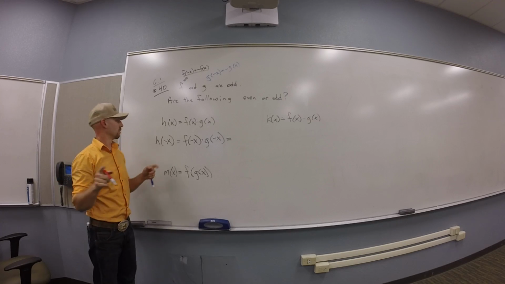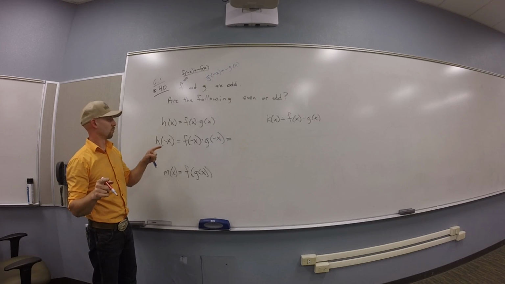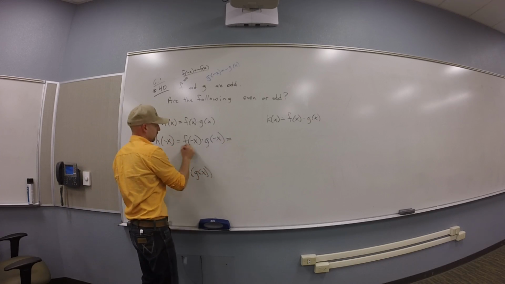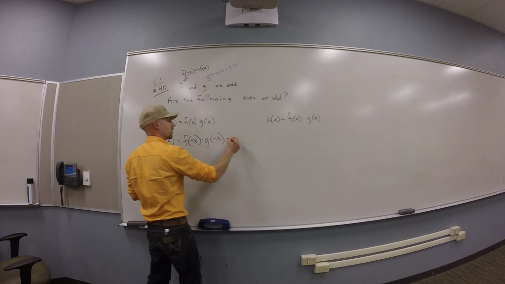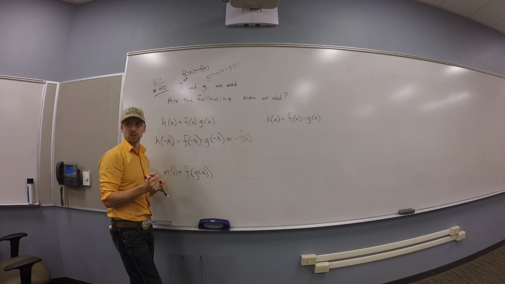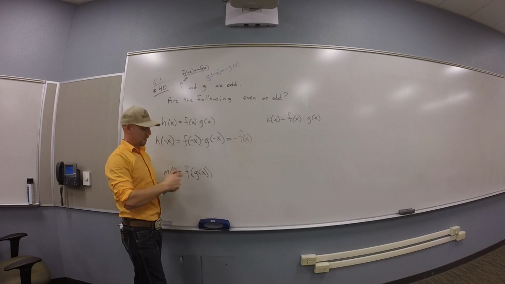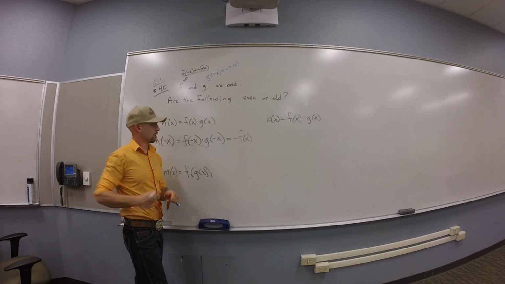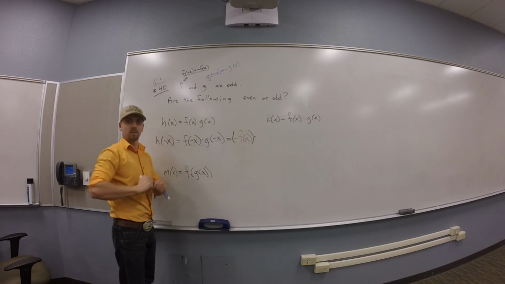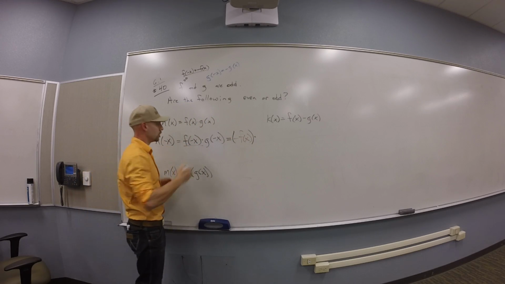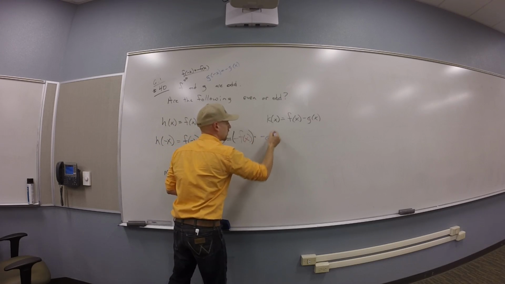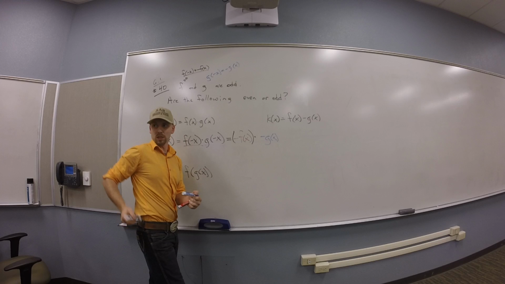f of minus x. So this piece, red fact, turns into minus f of x. You guys all see that? Then what am I gonna do here? I need to multiply that by what? Negative g of x, using the blue fact. You guys see that?